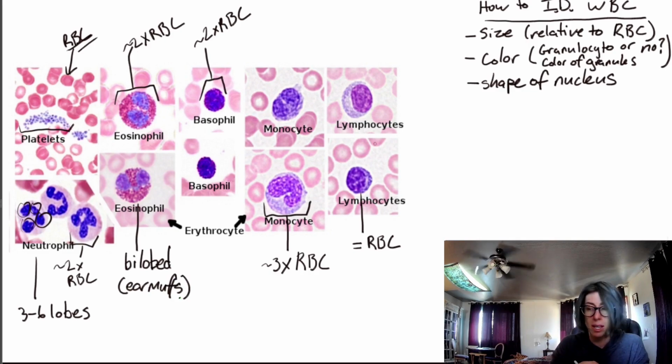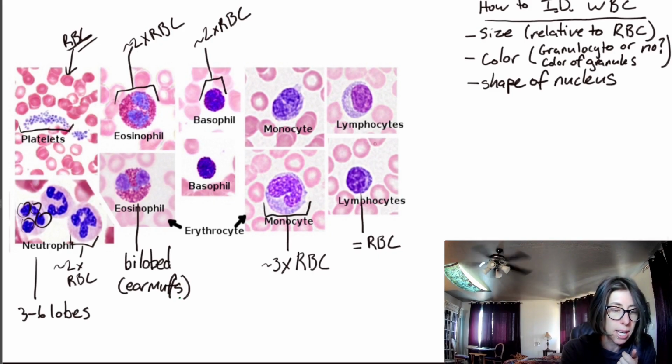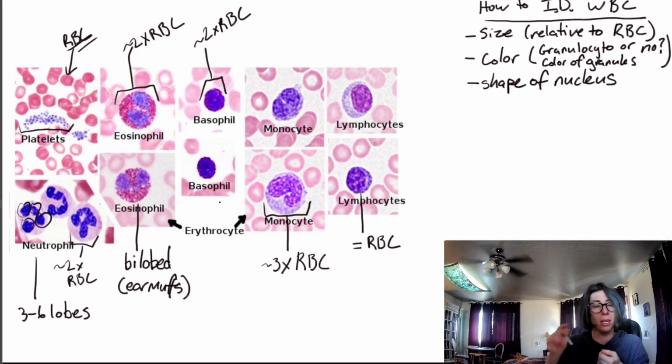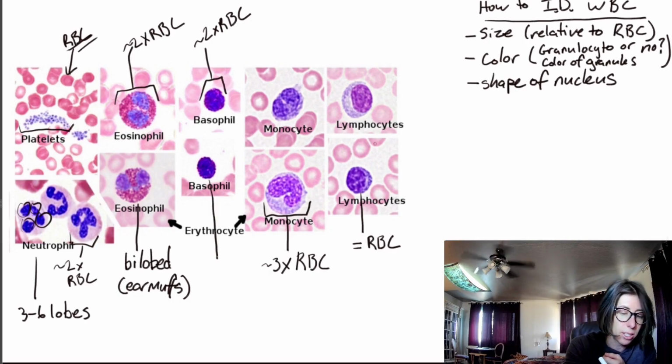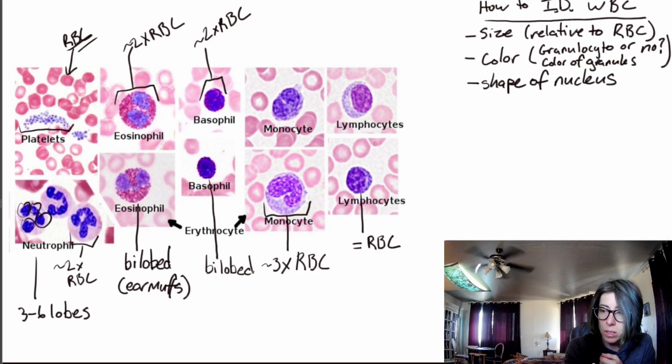The basophils are usually bilobed as well. But like I said, it's very difficult to see the nucleus most of the time because those granules stain so dark and the granules are so big. So this is also bilobed, but obscured.